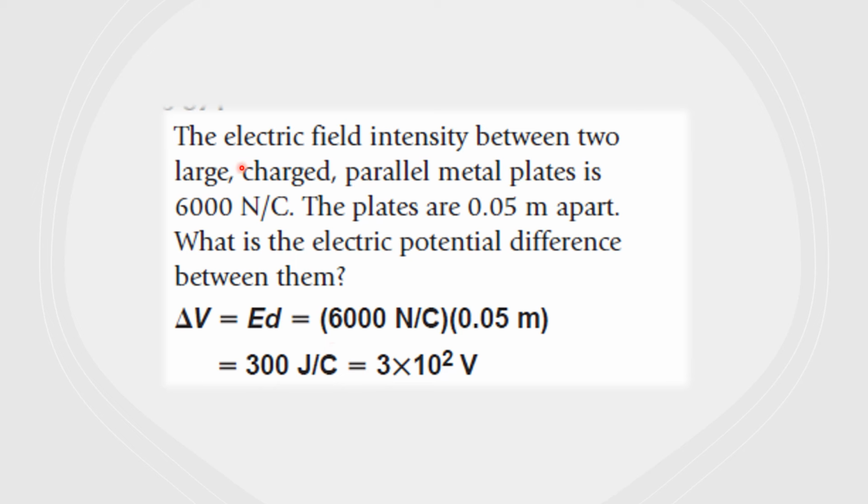So an electric field intensity between two large charged parallel plates is 6,000 Newton per Coulomb. So that's the electric field E. The plates are separated by a distance of 0.05 meter apart. So what's the electric potential difference? Again, electric potential difference is delta V. So delta V equals the electric field E, already given, multiplied by the distance. So 6,000 multiplied by 0.05, and the answer is 300 volt.